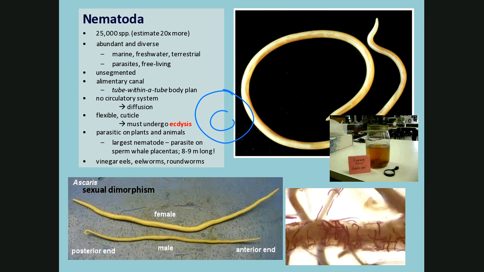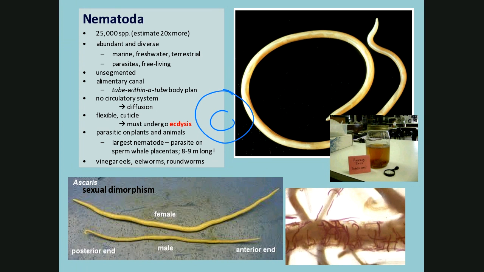Vinegar worms, which can live in vinegar, hence the reason they're named vinegar worms. You see on the right, they're another example of nematodes. The more common nematodes that you might see, and if you work in a vet clinic, you've probably seen these before because they're some of the more common types of worms that cats and dogs get.